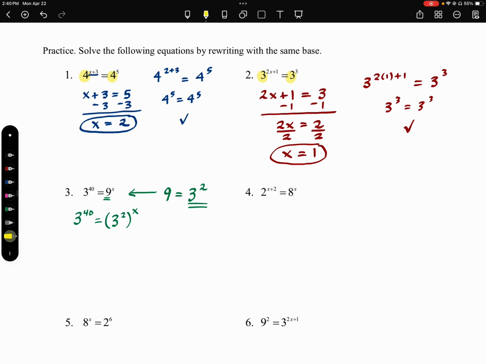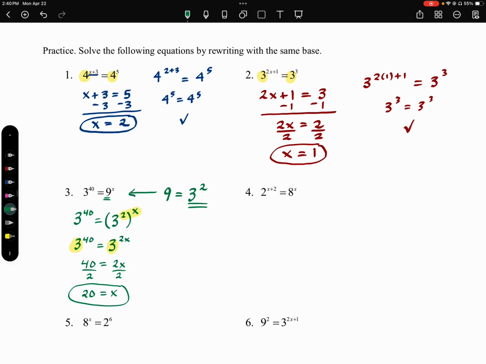Now we're going to apply our properties of exponents, right? When we raise a power to a power, we multiply. So we've got 3 to the 40th power should equal 3 to the power of 2 times x, and we'll just call that 2x. And now you'll see they have the same base, and we will just set the exponents equal to solve. So divide each side by 2, we get 20 is equal to x. That should be our answer.